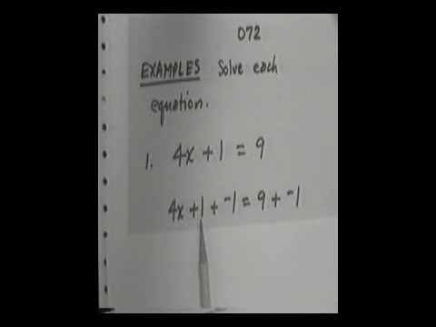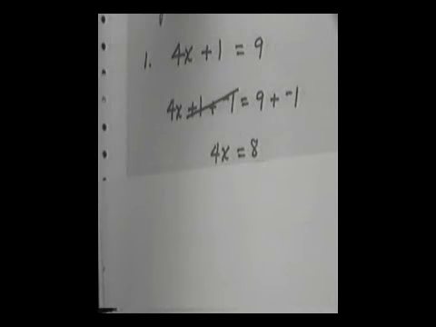On the left side, 1 and negative 1 add up to 0. They in effect cancel because adding 0 to the 4x would not change the 4x. And so on the left we have 4x. On the right we have 9 plus negative 1, which is 8. Now we have the equation 4x equals 8.